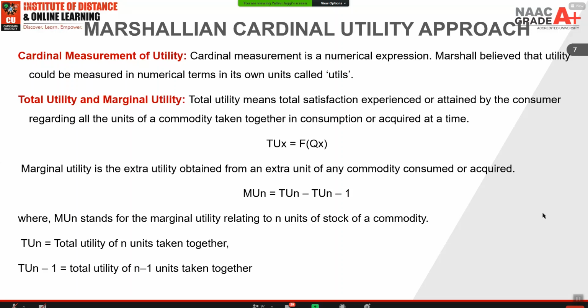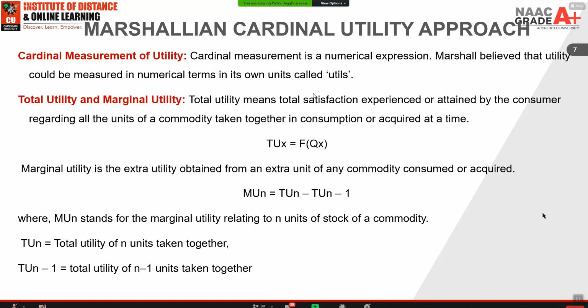The total utility is the sum total of utility that is derived from consumption of all the units of the commodity. For example, if 2 units of the commodity are consumed, if the first unit is giving 10 utils and the second unit is giving you 9 utils, the total satisfaction is 19. By consuming the first, you are getting 10 utils as satisfaction, and after you consume the second unit, you are getting 9 utils. So 19 utils is your total utility.